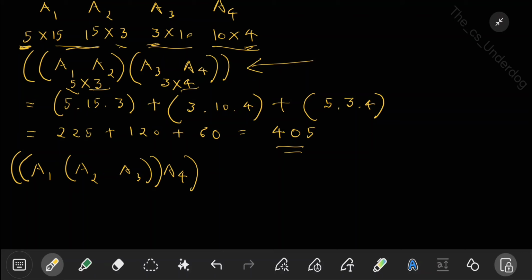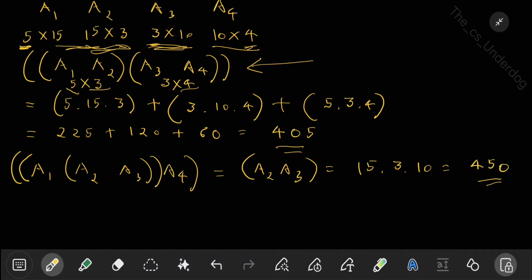If this is the order that I want to do, then what will be the case? First thing is, I want to do A2 into A3. When I do A2 into A3, what happens? In this case, A2 is 15 by 3, A3 is 3 by 10. So the total number of scalar multiplications will be 15 into 3 into 10, which is 15 into 3 is 45, into 10 is 450. So just this single operation made 450 scalar multiplications. In the previous case, the complete multiplication was giving you 405 scalar multiplications. So this is the margin of difference.